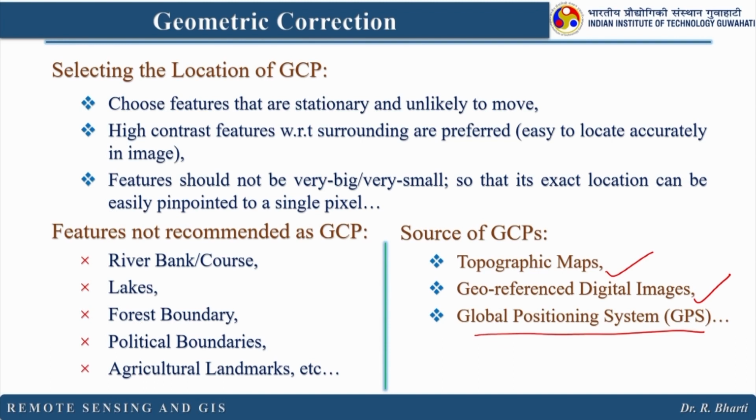So here with a GPS you can go to the field and you can pinpoint a location which can be easily identified on your image, and then measure the latitude longitude value, note down the class value, that means whether it is forest or whether it is an urban area or whether it is a rural area.